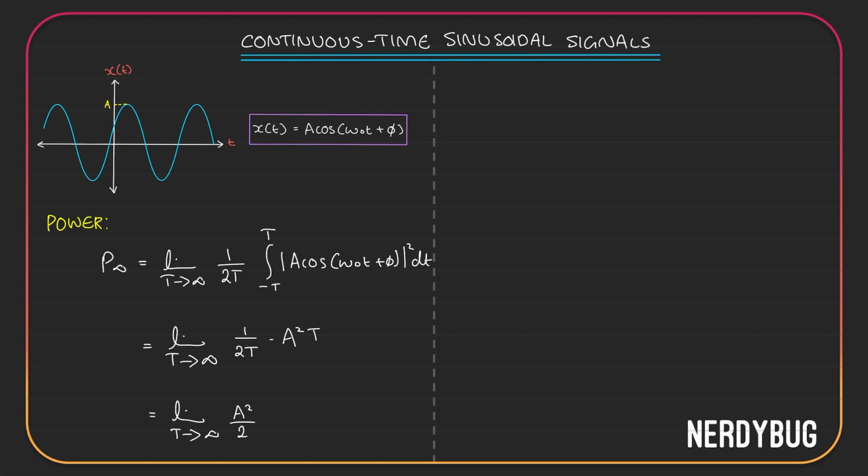A is again the maximum value of your signal. It doesn't have anything to do with T. And then there is 2. So this simply becomes A square by 2. We can conclude the power of this particular signal is finite. And when a signal has finite power and infinite energy, we call it a finite power signal.